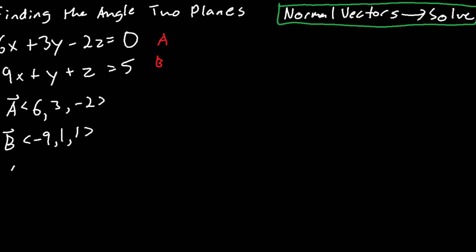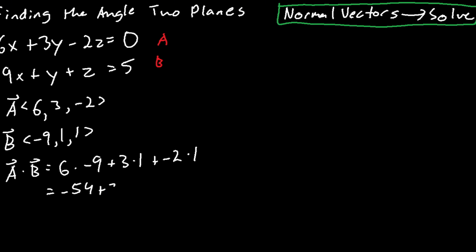Okay, let's solve for A dot B. So A dot B is equal to 6 times negative 9 plus 3 times 1 plus negative 2 times 1. This is equal to negative 54 plus 3 minus 2. Oh, this is easy. This is plus 1, so negative 53. So that's their dot product.